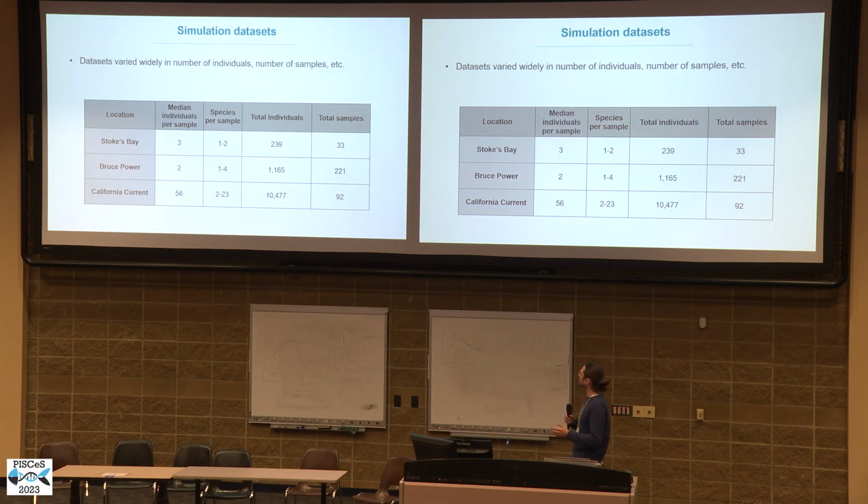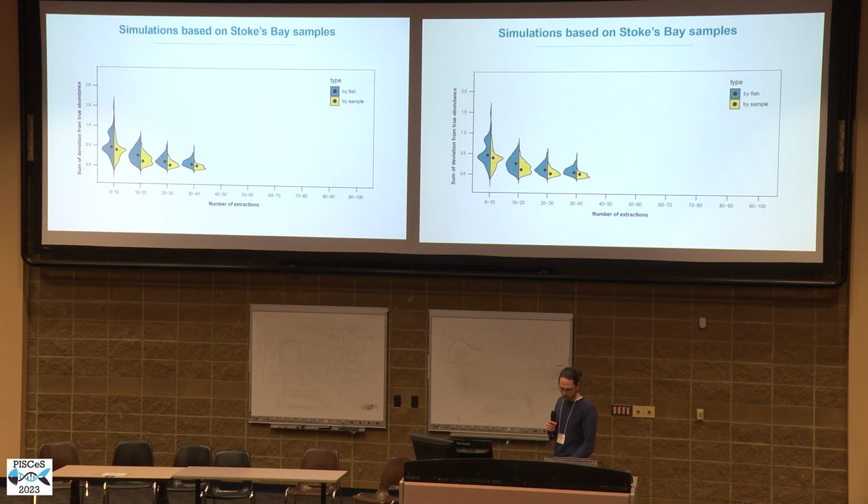Now I'm just going to skip through this because I think I'm running out of time, but I will mention that those surveys were super different in both the number of samples that were taken, the number of species in each one of those samples, and the number of individuals in each one of those samples. Now for the Stokes-Bayes samples that I just talked about, there wasn't a whole lot of difference if you took random individuals relative to a by-sample approach. The sample approach with some bias still worked a little bit better, but not significantly so.